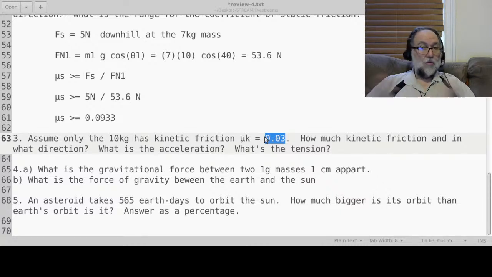Because if mu k is bigger than the minimum mu s, then it's not going to move; if you've satisfied the criterion for mu s, it's not moving. So mu k has to always be less than mu s. All right, so there it is. I simply chose a mu k of 0.03. My first question is, how much kinetic friction is there and in what direction? Remember, now it's only on the 10 kilogram mass. And what's the acceleration and what's the tension?